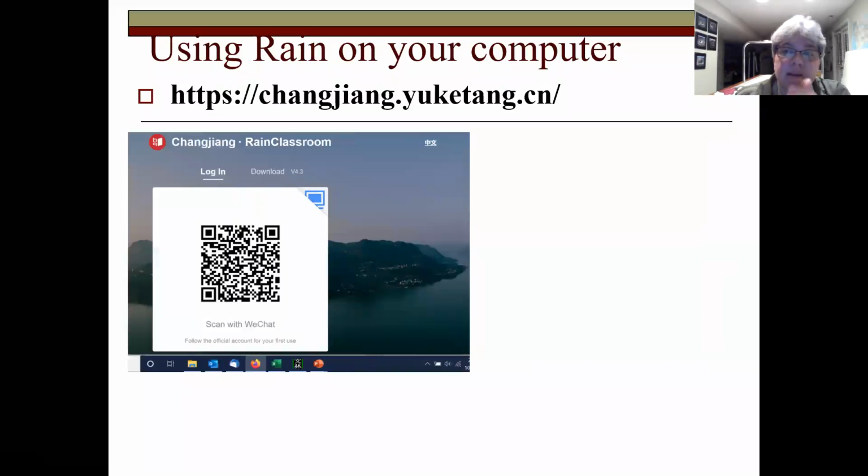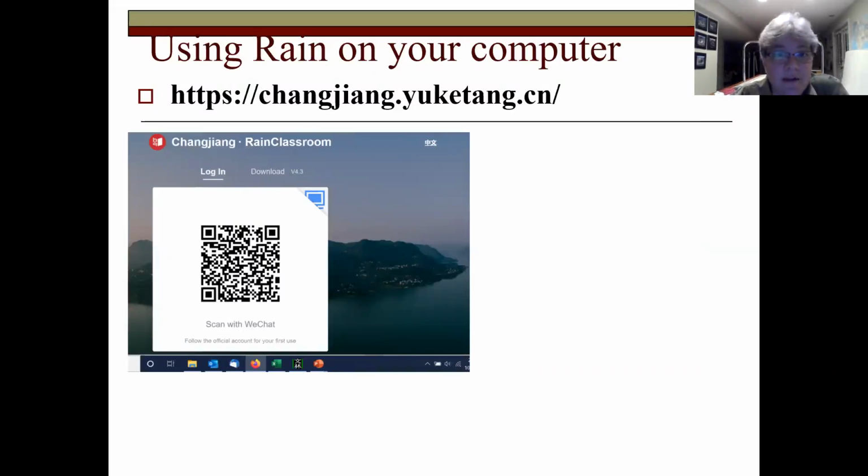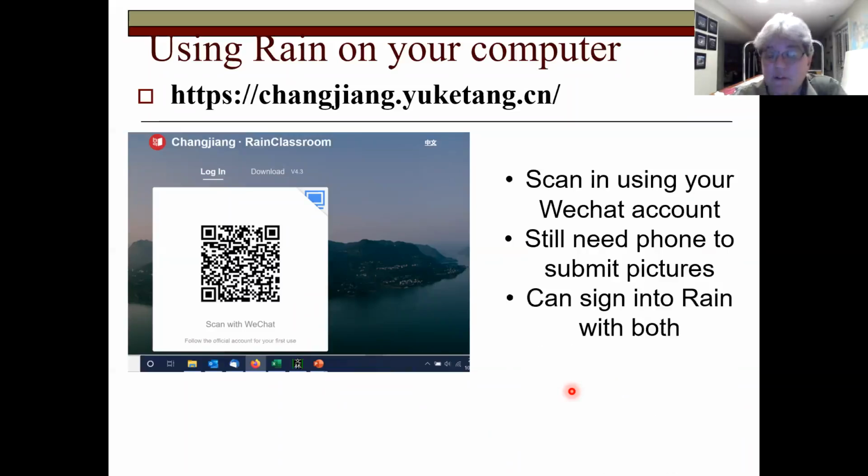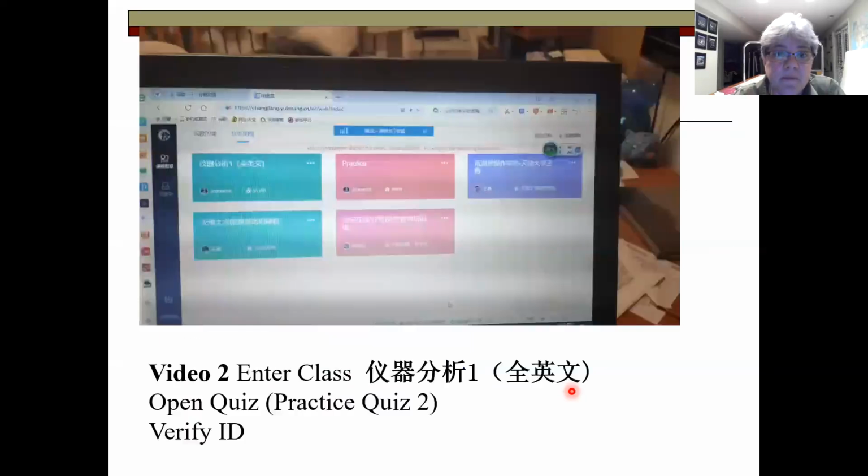The other, again, you can just sign into Rain. All right, so you're going to take this quiz on your computer on Rain. So you need to go to this website. You'll scan the QR code from WeChat. And you still need to use your phone, though, if you have pictures to submit. So again, you can do it according to the video we just saw, or you can sign into Rain on your phone at the same time and do it that way.